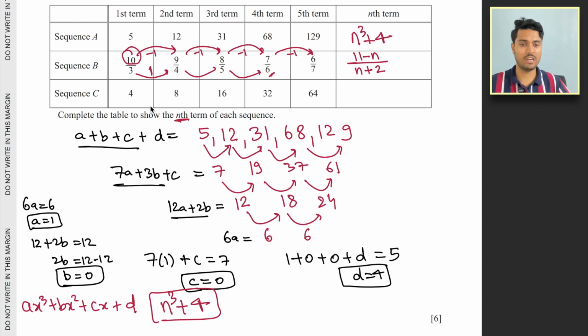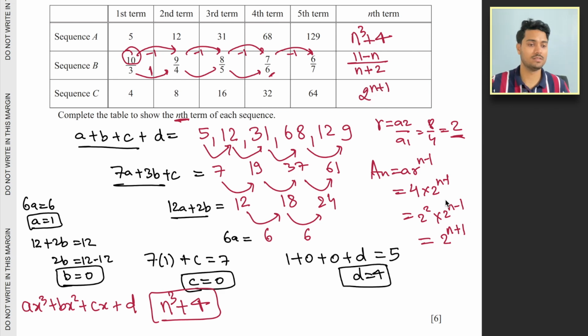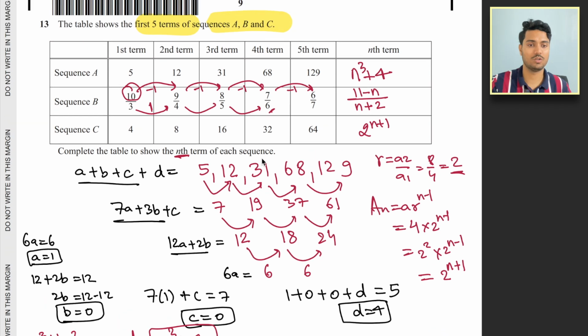Sequence C, we have 4 to 8, 8 to 16, 16 to 32, 32 to 64. So we can clearly see that the numbers are getting multiplied by 2. So let's check. r is a2 upon a1, that is 8 by 4, which is 2. The nth term is a r raised to n minus 1. First term is 4, r is 2, so 4 multiplied by 2 raised to n minus 1. 4 can be written as 2 squared multiplied by 2 raised to n minus 1. That means the nth term is 2 raised to n plus 1. So 2 raised to n plus 1, that's the answer. So we're done with question number 13.